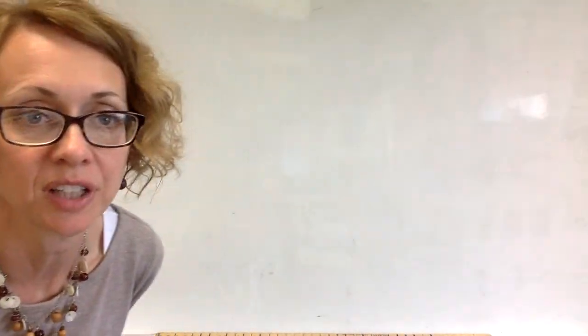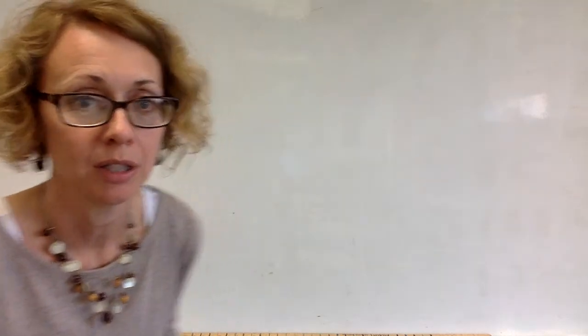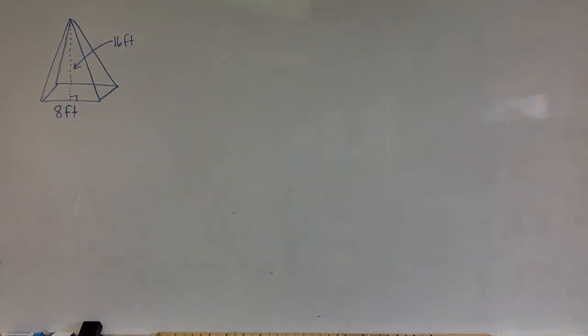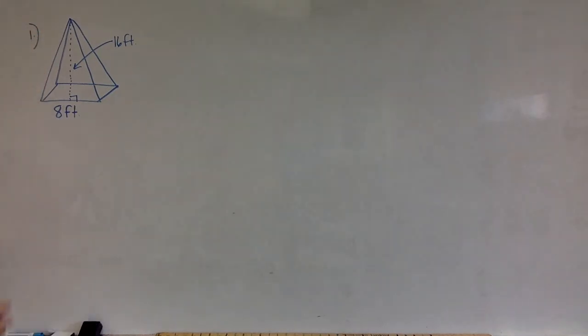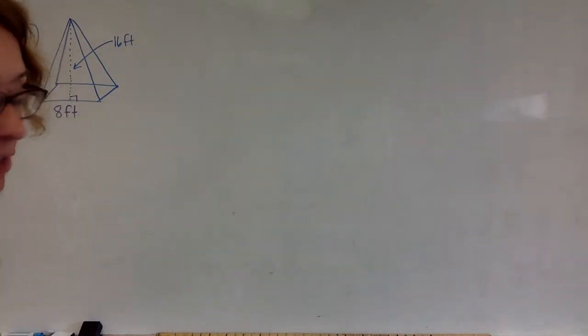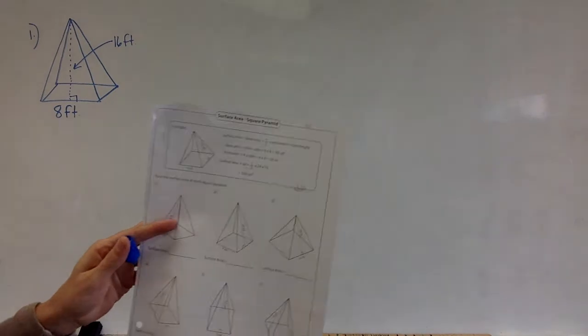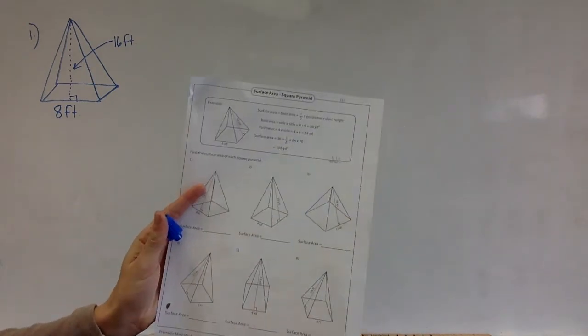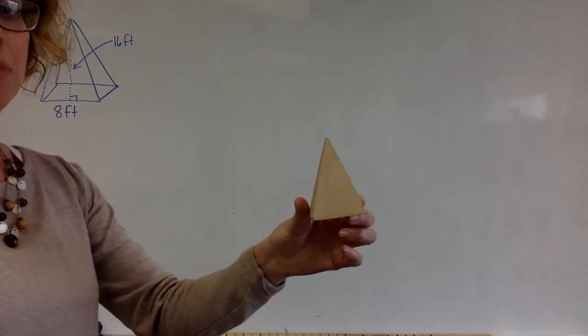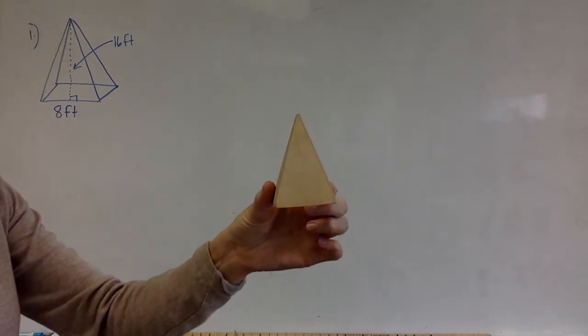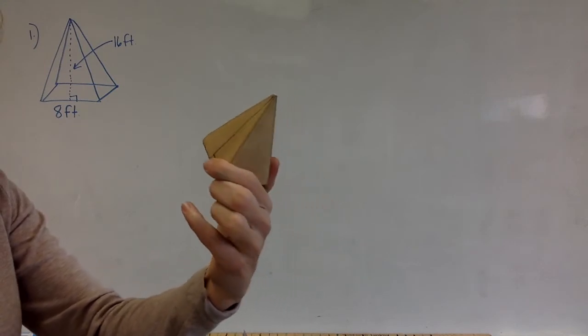Okay, this lesson is to teach you how to find the surface area of a square base pyramid. So look at my visual. The visual that I have here is the same square base pyramid that you have on your assignment for number 1. Notice that it has a square on the bottom. It looks like this shape, square on the bottom. And then it has 4 different triangular faces.